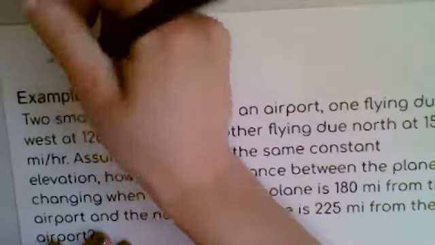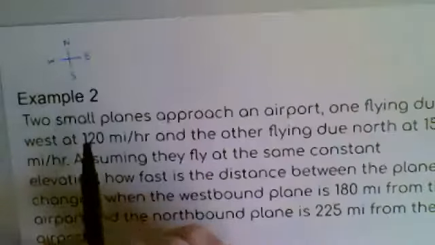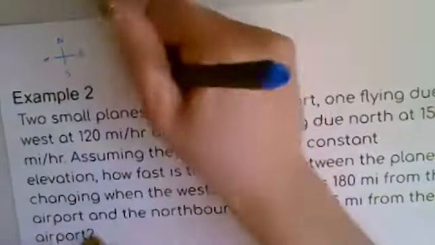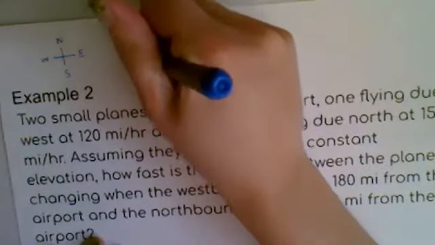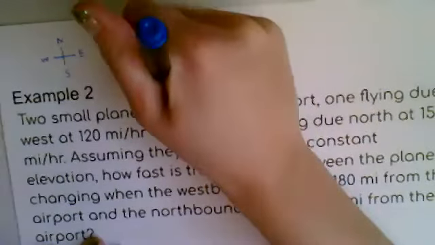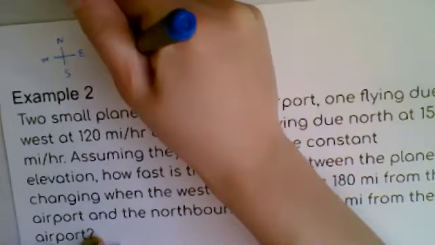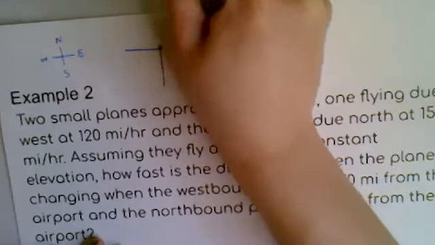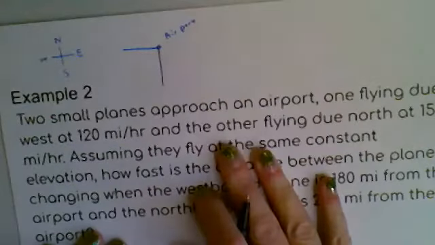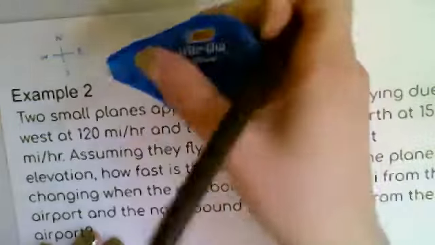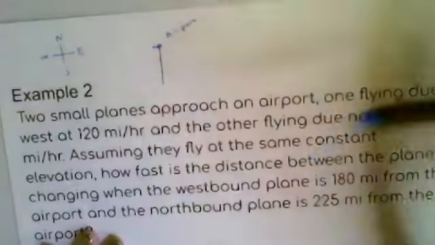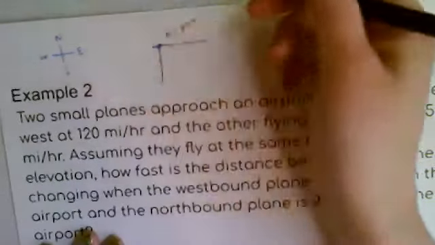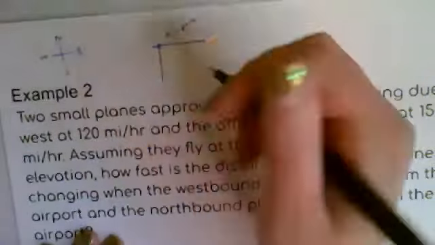Okay, so we have a northbound plane, so that's going up, and we have a westbound plane, so that's going towards the right. If I were to make a triangle, we have our northbound plane and our westbound plane, and they're flying to the airport. So here's the airport. Okay, and I totally drew that backwards because we're flying to the west. Here we go. So my west plane is going to the west, and my north is going up. Okay, fantastic.